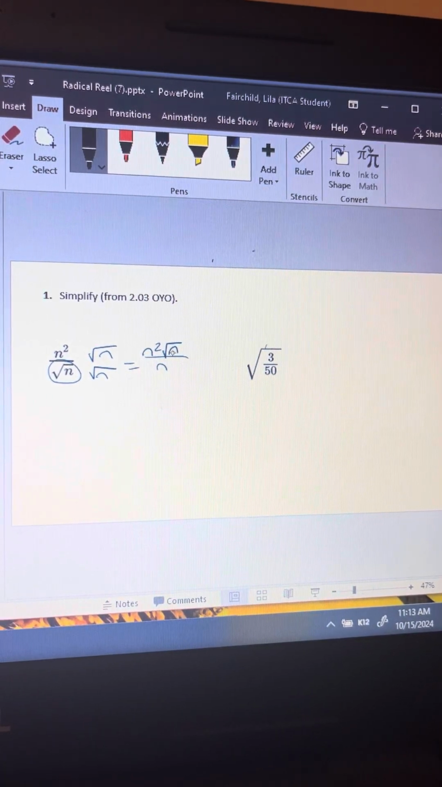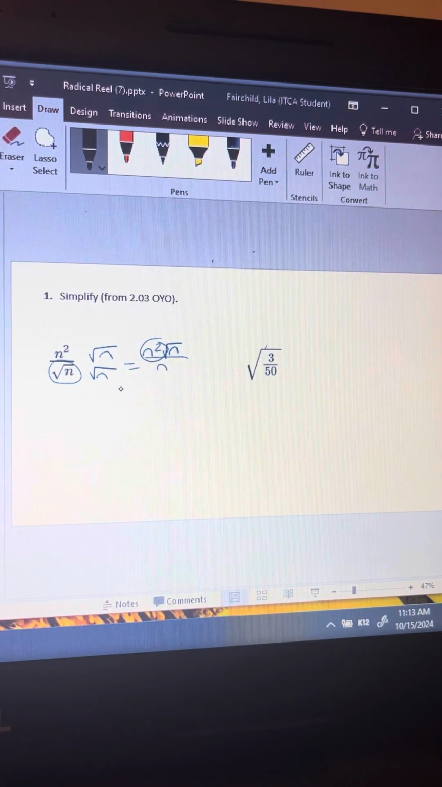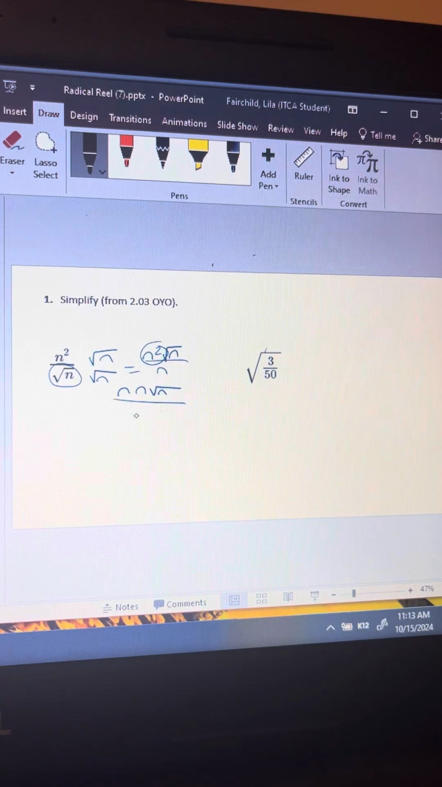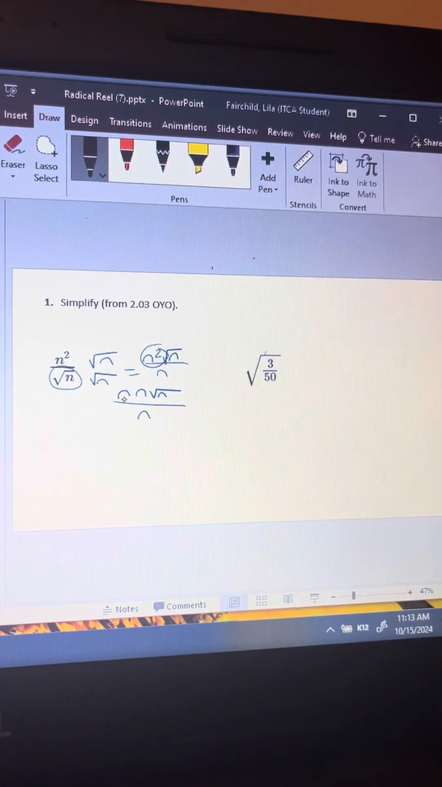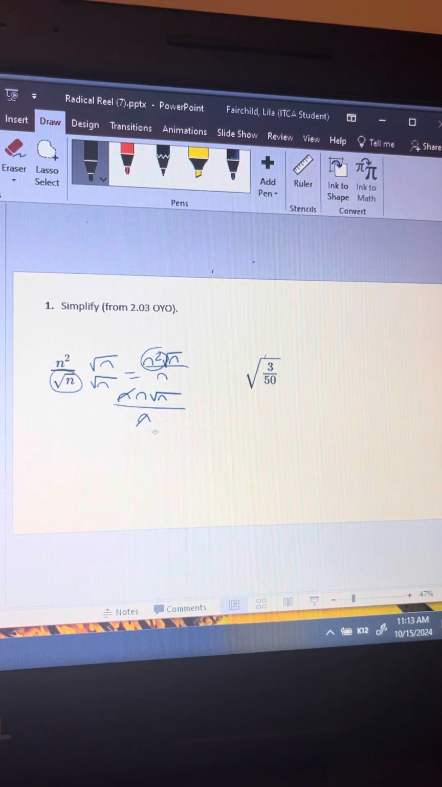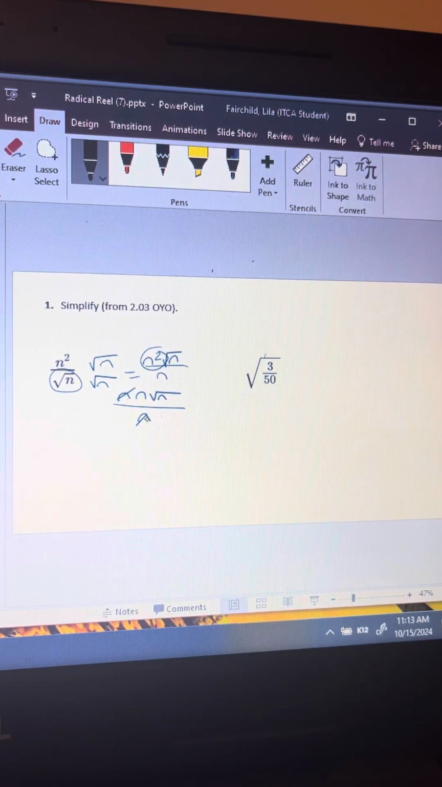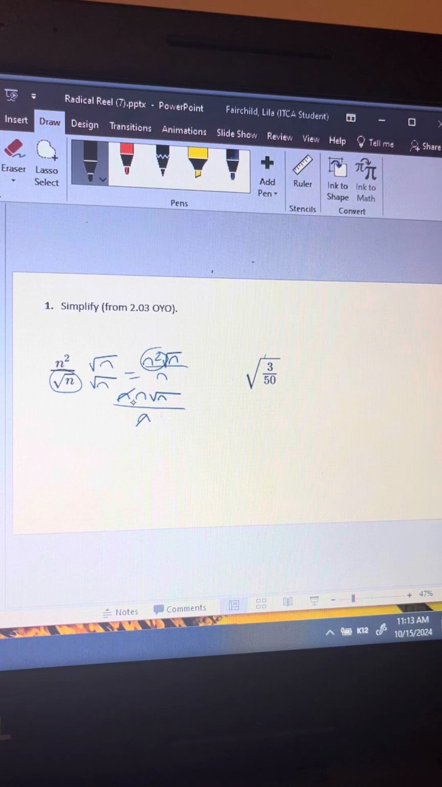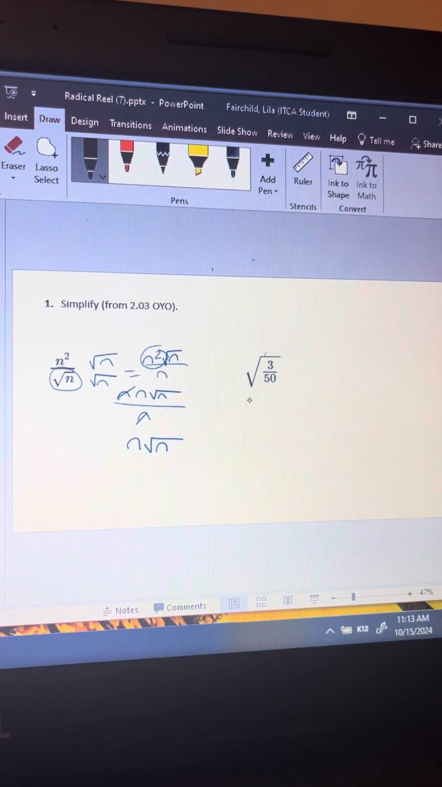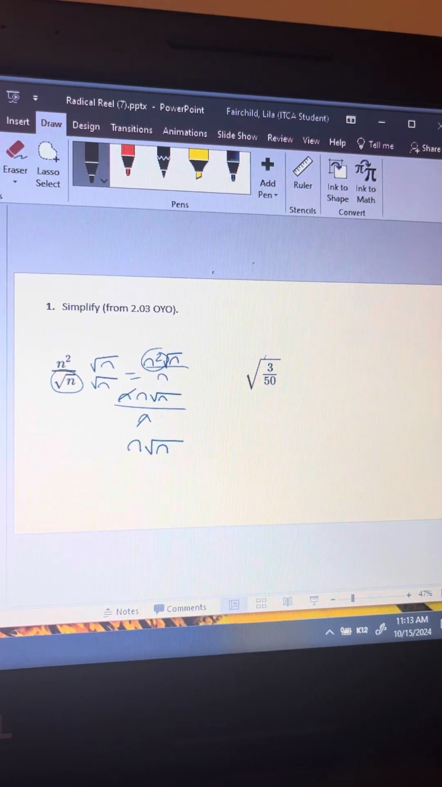And then this right here can just be turned into two n's, with the square root of n, and then the n on the bottom still stays the same. But you can cancel out one of the n's. You can cancel out the one on the bottom with one of the n's on top, and so it would give you the answer of n times the square root of n.